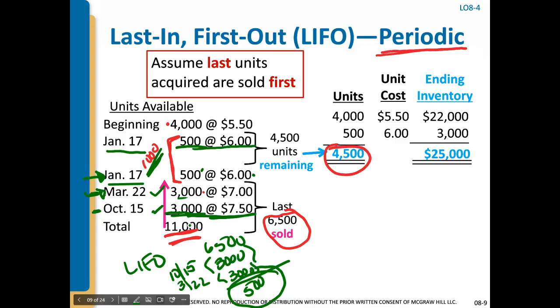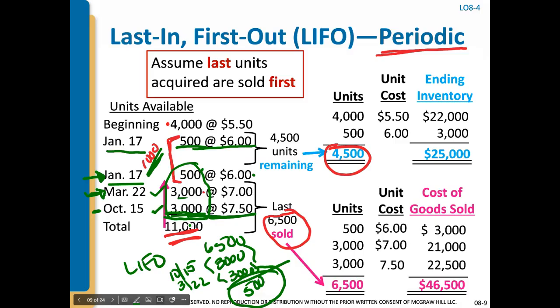So if you look here, we've allocated all 6,500 units that were sold. We've allocated these costs, and that could be seen here. It's laid out a little bit better. But here, this is from the October 15th batch, from the March 22nd batch, and this is partially from the January 17th batch for the units sold. So we have our cost of goods sold of $46,500.